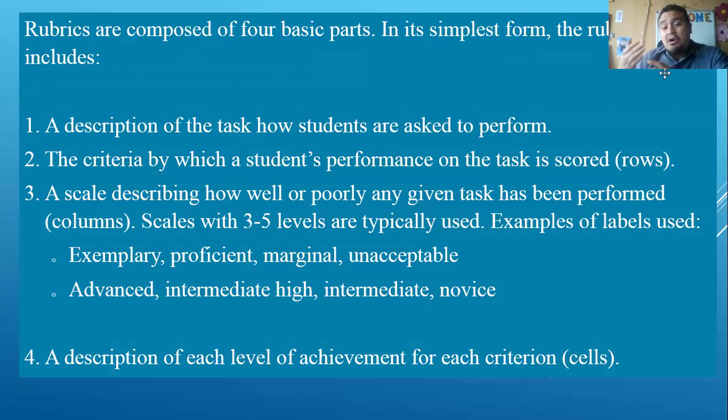A scale describing how well or poorly any given task has been performed. This is presented in columns. Scales of 3 to 5 levels are typically used. Examples of labels that we use in rubrics are exemplary, proficient, marginal, and acceptable. We can also use advanced, intermediate high, intermediate, and novice. And number 4, a description of each level of achievement for each criterion, and this is usually presented in cells, okay?